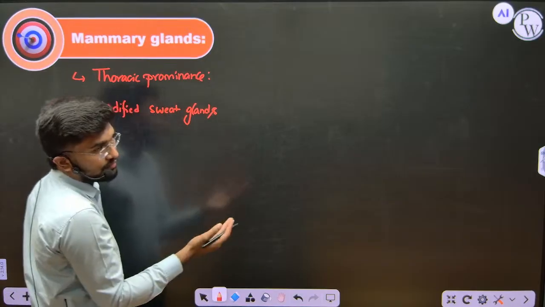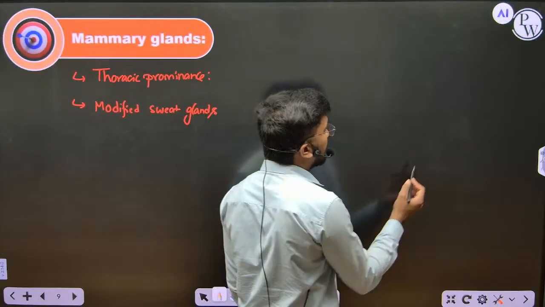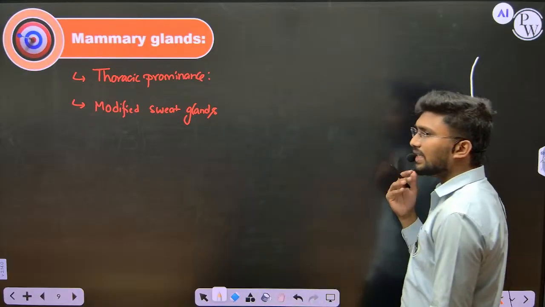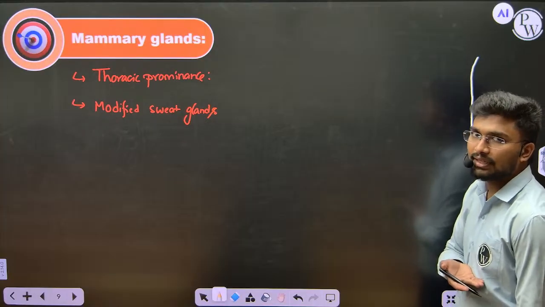Mammary glands are modified sweat glands. They are present in the thoracic region. Let us see that. Imagine these are ribs. This is our rib cage. So you are seeing a side view, a lateral view. We are checking the thoracic region.